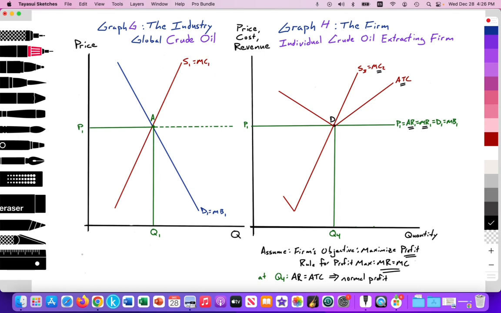Okay. Just a note here, it should be known that the PED value for crude oil in this market is less than 1, and the PES value is also less than 1. So both inelastic supply and demand curves, right? Because it's a primary commodity.